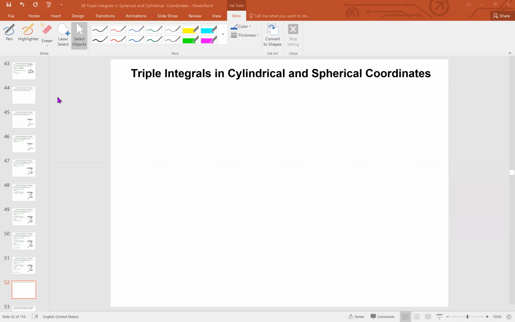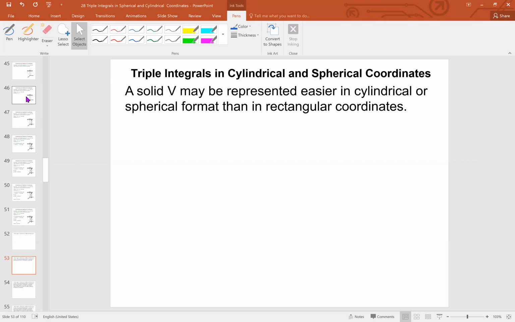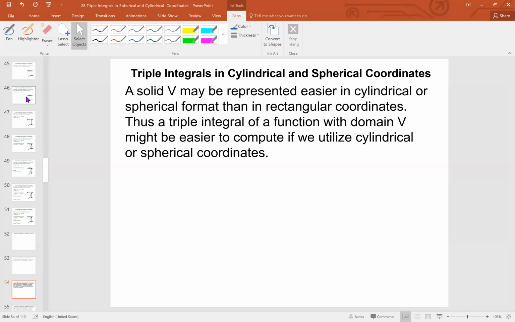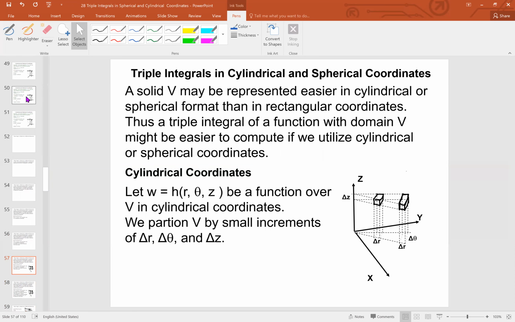So I'm going to pick up where we do triple integrals over solids that can be described more easily using cylindrical or spherical coordinates. How do we convert integrals from x, y, z into these, and then set up iterated integrals in r, theta, z or rho, theta, phi in the two systems? Basically, it goes like this.